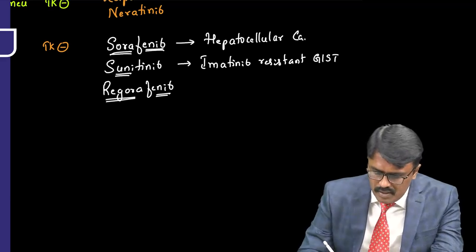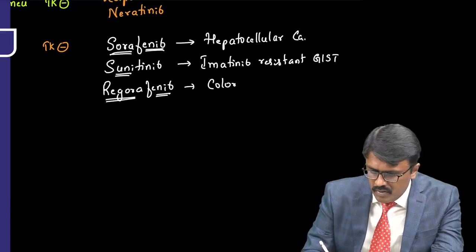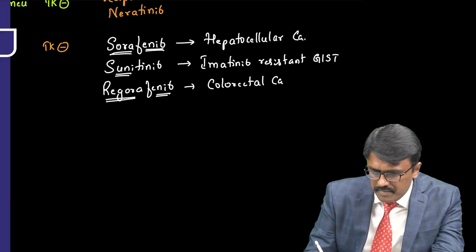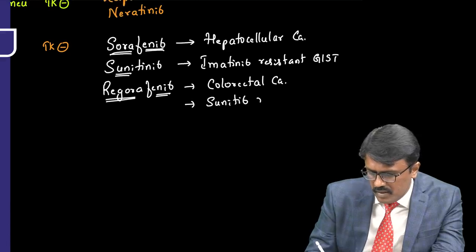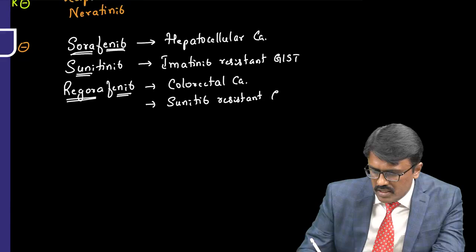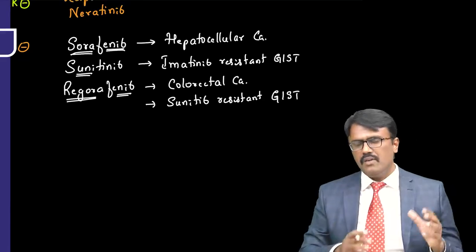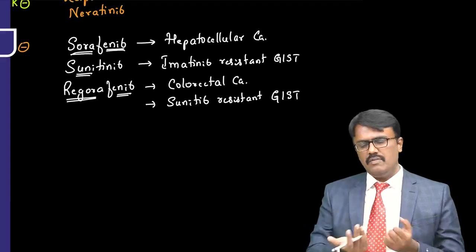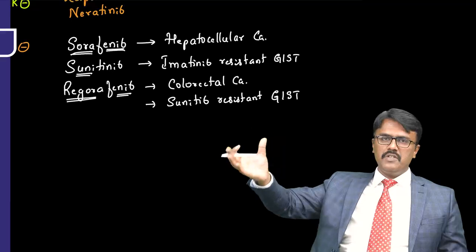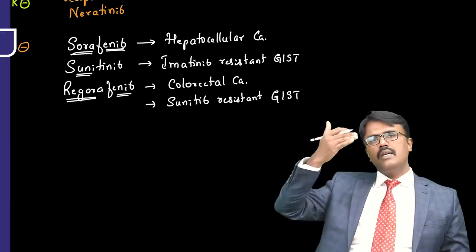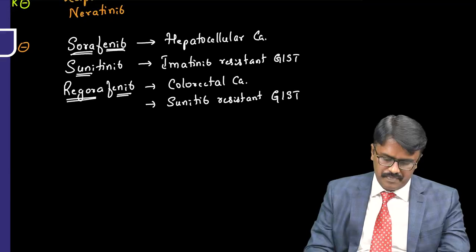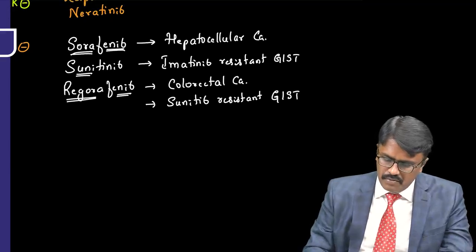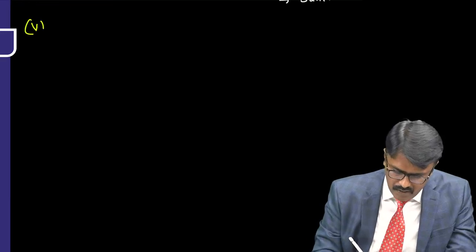Now regorafenib is used to treat colorectal cancer. And also it is used in sunitinib resistant GIST, gastrointestinal stromal tumor. I know these are all factual. There is no concept to tell you. It's all factual. So imatinib is a drug of GIST. If it is resistant, we give sunitinib. If sunitinib is resistant, we give regorafenib. That is a flowchart for this. Now, the fifth one, we have something called ALK.